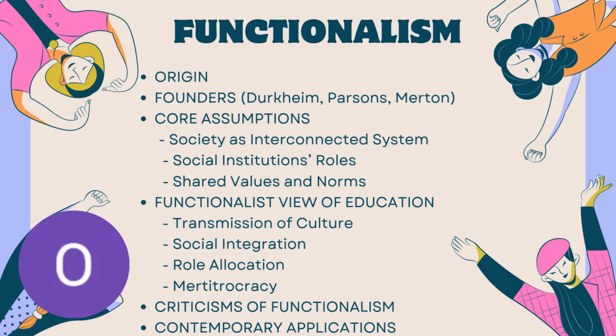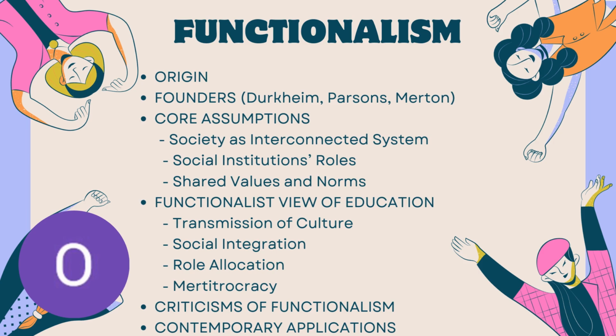Values are the abstract ideals that define what is desirable and worth striving for in a society. Example: freedom, equality, individualism. While norms are the specific rules and expectations for behavior that flow from these values. The socialization process, particularly through the family and education, is seen as critical in transmitting these shared values and norms across generations and ensuring that individuals internalize them as part of their own identity and motivations.